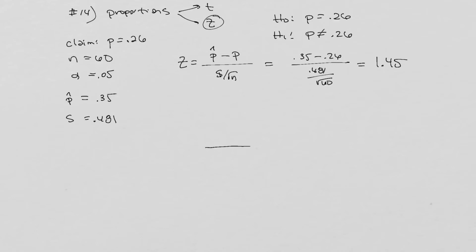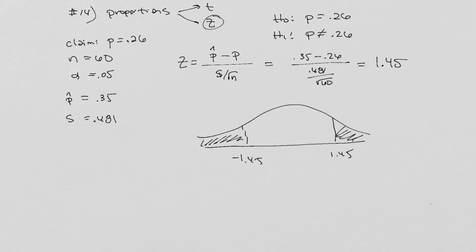So if we look this up in the chart, and remember, since this is a two-tailed test, I want to find the probability of getting 1.45 and higher, and symmetrically down here, negative 1.45 and lower, and add those two parts together to get my total p-value.